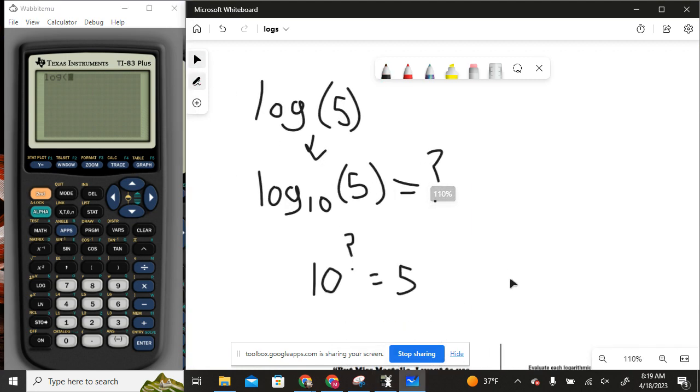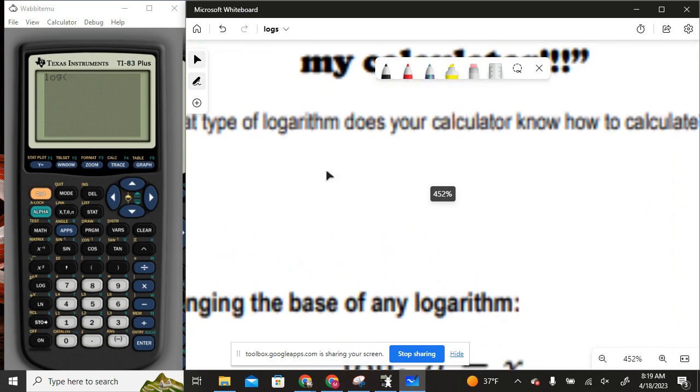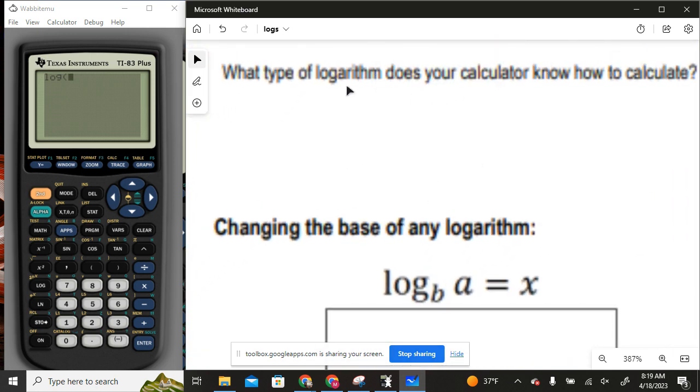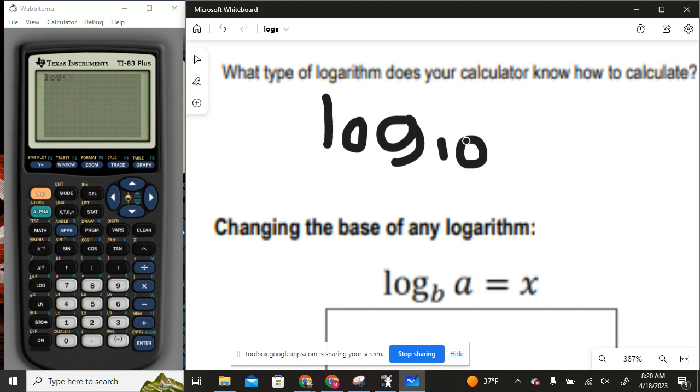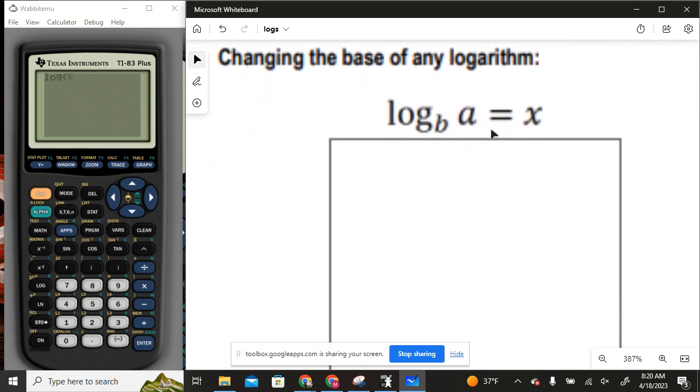All right, let's talk about our notes so we can go into this a little more. First question we got here is what type of logarithm does your calculator know how to calculate? So this calculator, like we said, calculates logs as if whatever its base was 10. Now everything else we're not really worried about, but this is a log of base 10. So whatever we're dealing with on the large number side or the equal side has something to do with 10 as our original base.